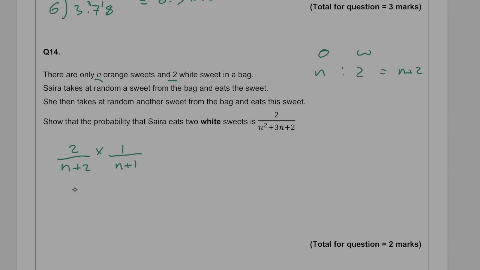So if I multiply these out, that would give me 2 over, if I put it in brackets just to help me multiply it out, n squared plus n plus 2n, so plus 3n, and then 2 times 1 plus 2. So there we go. That's shown it.